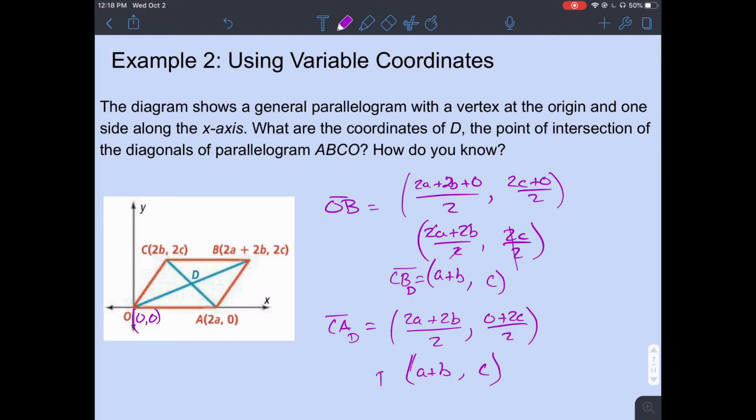So that means because these two are the same, they match up, they both have the same point, then you can say that D is in fact the midpoint of these two segments. So our diagonals bisect each other because they both meet at the same point.